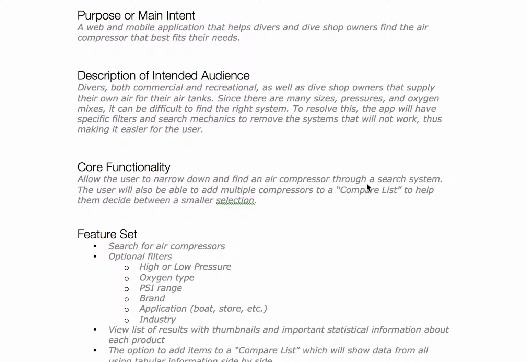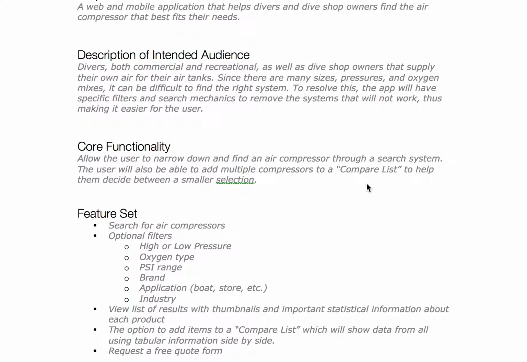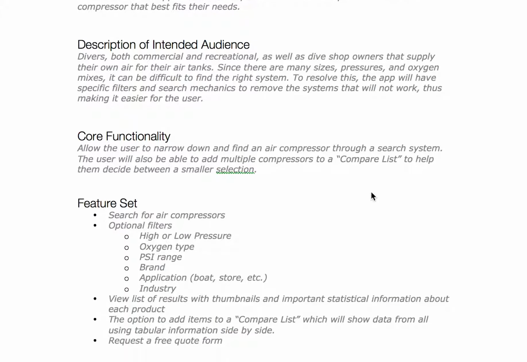The core functionality still allows the user to narrow down and find an air compressor through a search system. The user will be able to add multiple compressors to a compare list, and this will help them narrow down to the few that they're looking at. Then they can put those side by side in tabular data, and in that way they can make a better decision.